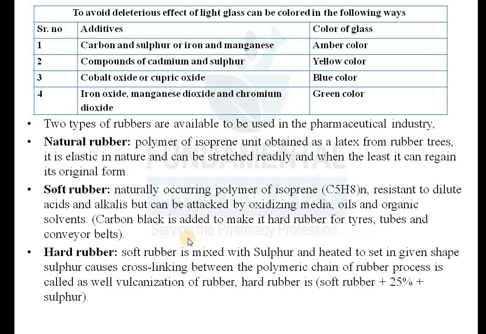Now another rubber is there known as hard rubber. Hard rubber is nothing but the soft rubber when mixed with sulfur, and it is heated to give a particular shape. The added sulfur will cause cross linking of the polymer chains in the rubber, and that process is known as the vulcanization process. So soft rubber when mixed with sulfur and heated to a set temperature to mold into various shapes, this added sulfur will cause cross linking between the polymeric chains of rubber.